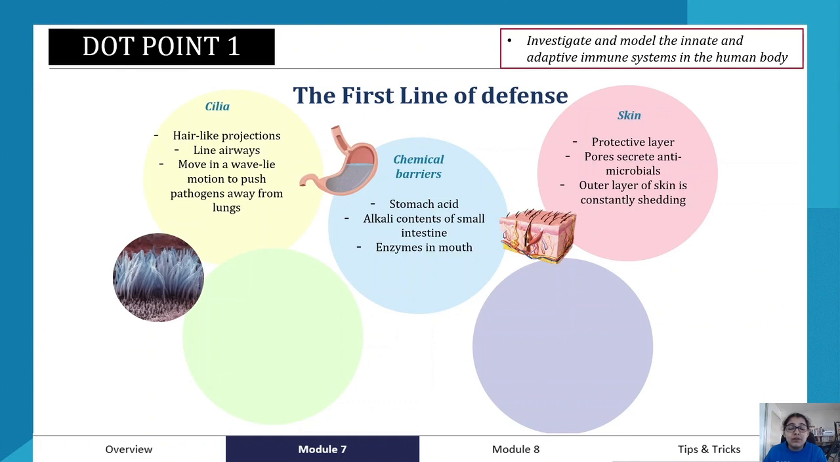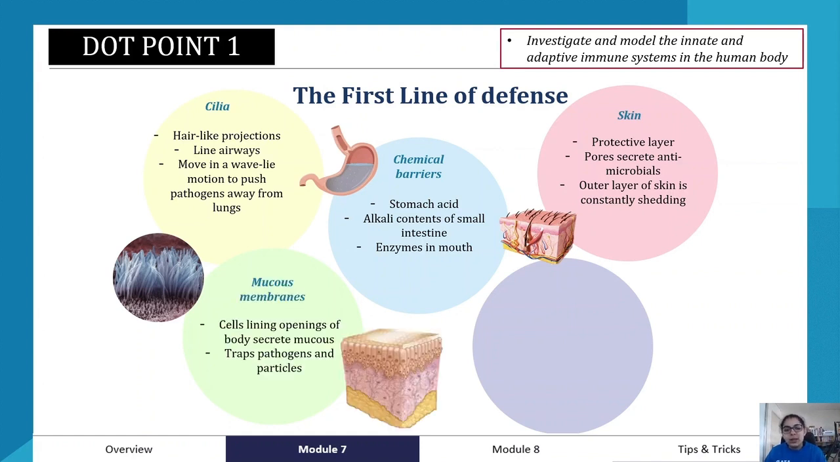We've got chemical barriers within our body. So stomach acid is one, alkali content of the small intestine, and enzymes in the mouth as well. Then we've got mucous membranes. These are the cells that are lining the opening of the body, and they secrete mucus, and what they do is essentially trap pathogens and microbials in the mucus.